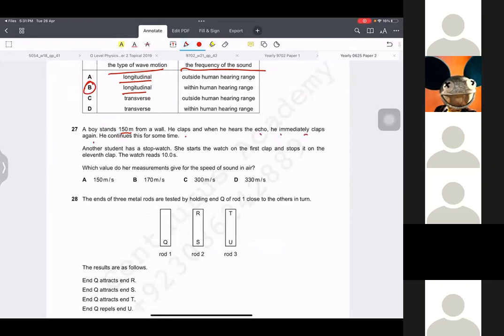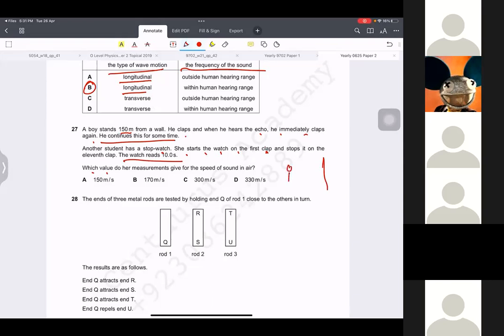Now, a boy stands 150 meters from a wall. He claps, and when he hears the echo, he claps again. He continues to do this. Another student has a stopwatch. She starts it on the first clap and stops it on the 11th clap. The reading is this. What is the measurement? Wow, this is a tough one.